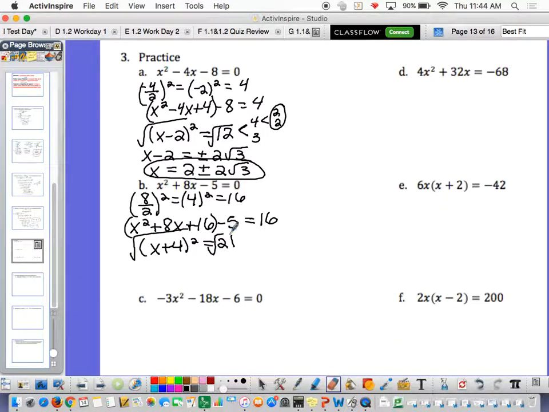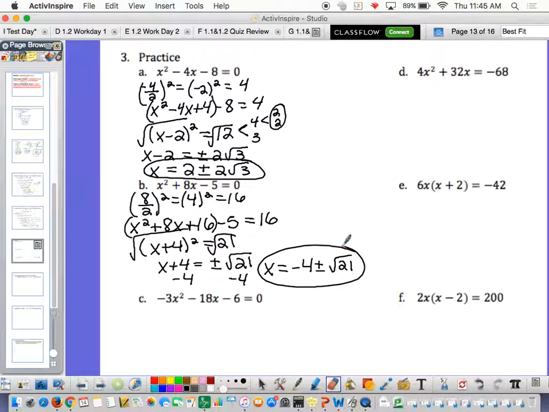Square root, square root. So x plus 4 equals plus or minus the square root of 21. 21 does not factor to anything but 7 and 3, so you keep it just as the square root of 21. You subtract 4, so x is equal to negative 4 plus or minus the square root of 21. Boom. Beautiful.